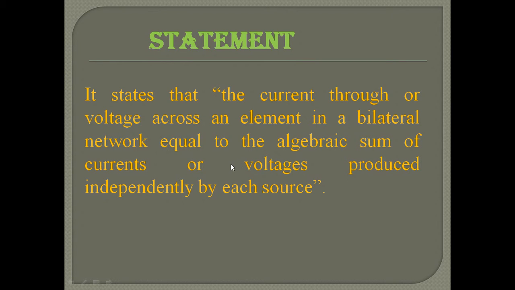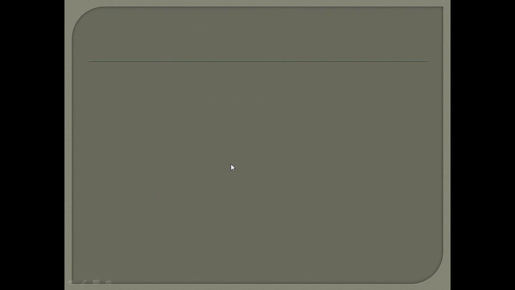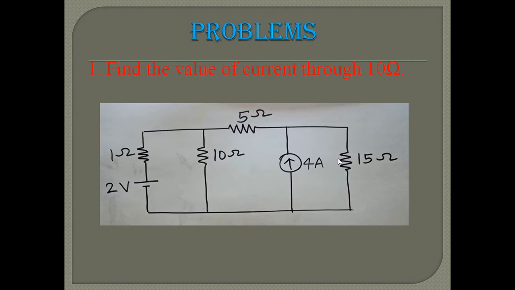To understand this concept properly, let's see some problems related to it. Our first problem is to find the value of current through 10 ohm resistance. This is the circuit diagram for this case. In this diagram we have two sources. One is a voltage source of 2 volt and the second one is a current source of 4 ampere.